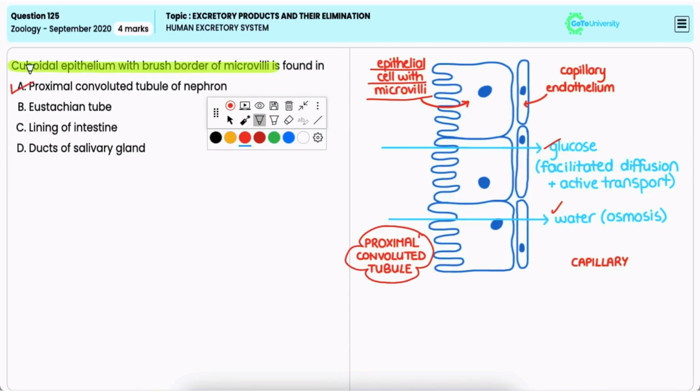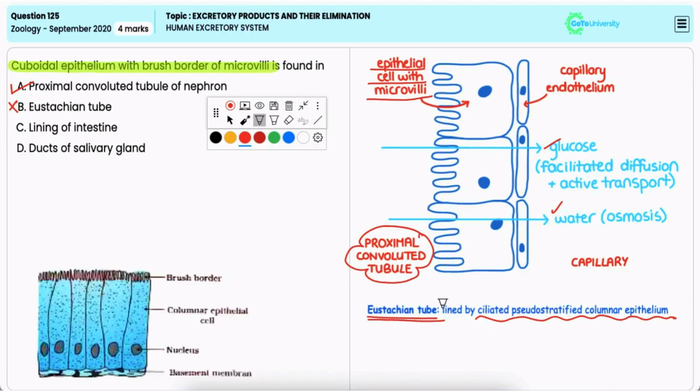Option B, Eustachian tube. This is incorrect because this tube is lined by ciliated pseudostratified columnar epithelium and not cuboidal epithelium with microvilli. Option C, lining of intestine. This is also incorrect because the lining of the small intestine contains columnar epithelium with microvilli, but not cuboidal epithelium.